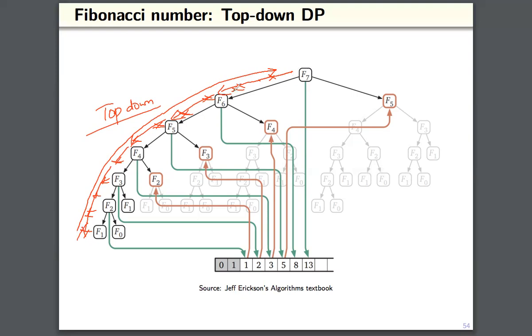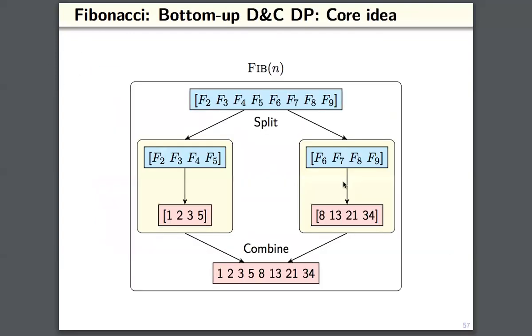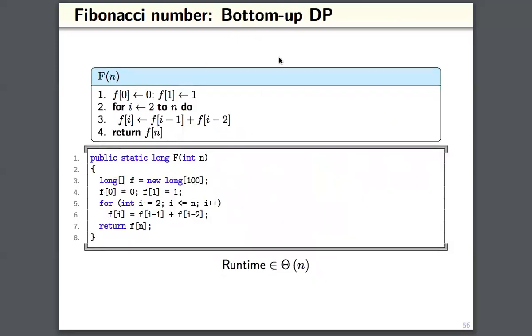Anyway, the computation is from bottom to top, right? And we don't need these function calls also, right? So you can say this is kind of an optimization of top-down. Let's see how this works. So F0 is 0, F1 is 1. Using these two, you compute F2. Using these two, you compute F3. Using these two, you compute F4. So on. That's it.